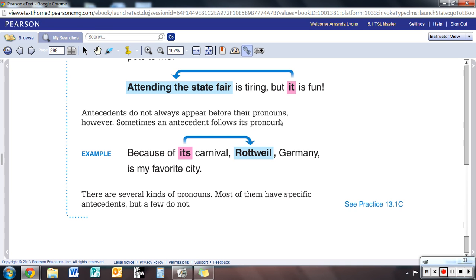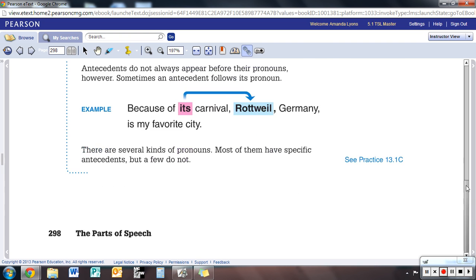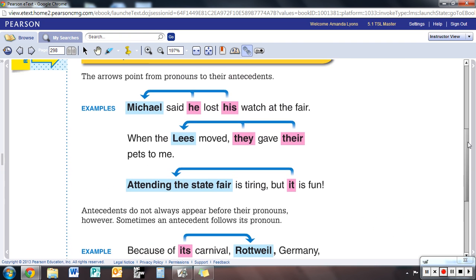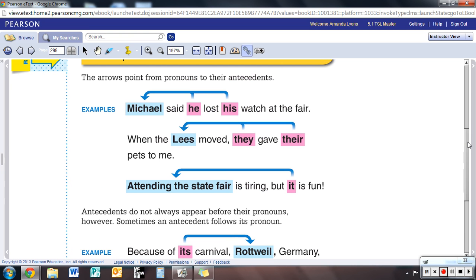And here is an example of that. Because of its carnival, Rottweil, Germany is my favorite city. So the pronoun highlighted in pink, its, what are they referring to? It is referring to the town or city of Rottweil. So the antecedent is actually after the pronoun it refers to. So that's everything that you should know about antecedents. They're pretty easy once you get the hang of them.